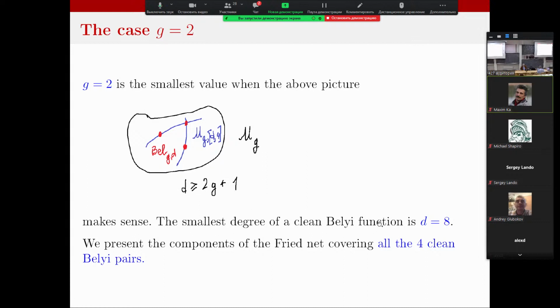There is the boundary D being 5. For historical reasons, we concentrate on the case of clean Belyi functions. That means that we consider degree 8. So there are exactly 4 clean Belyi pairs with these parameters, degree 8, genus 2. And again, the goal of this talk is to present the components of a Frey net that cover all of them.